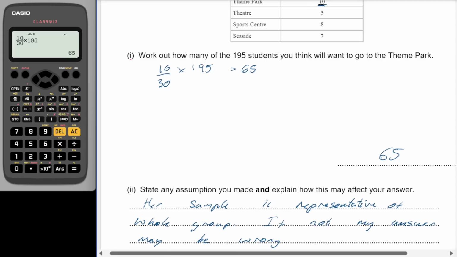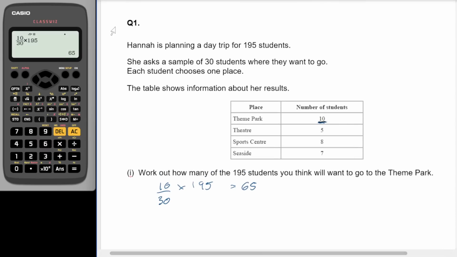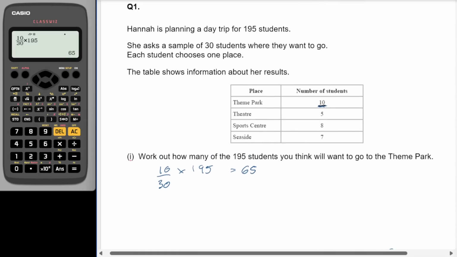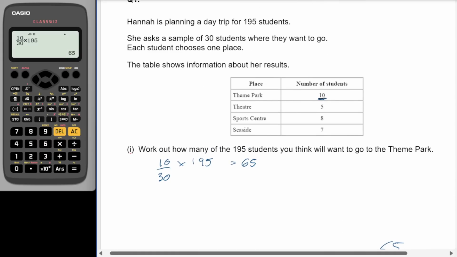And just as an example of that, not the greatest example, but let's say if she just asked her friends, or if she just asked a group who'd recently been to a theme park, there may be a skew or bias towards the theme park.